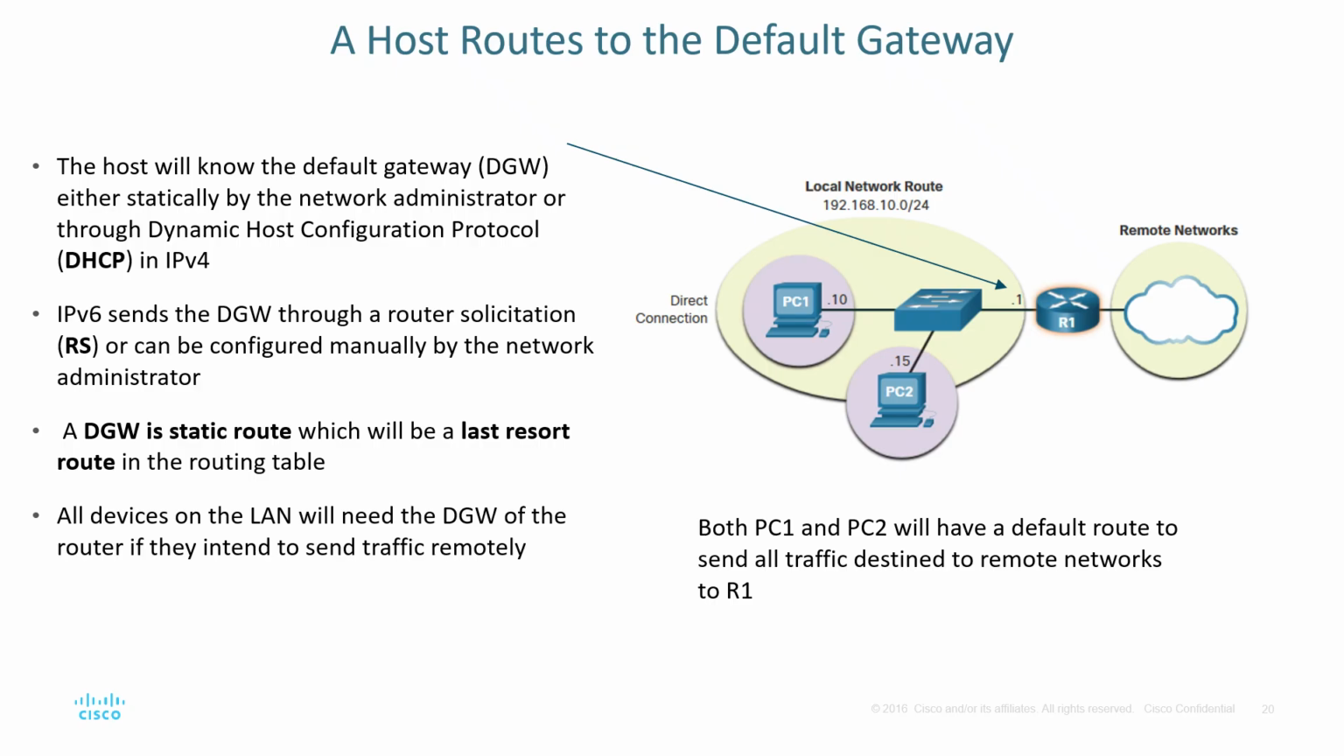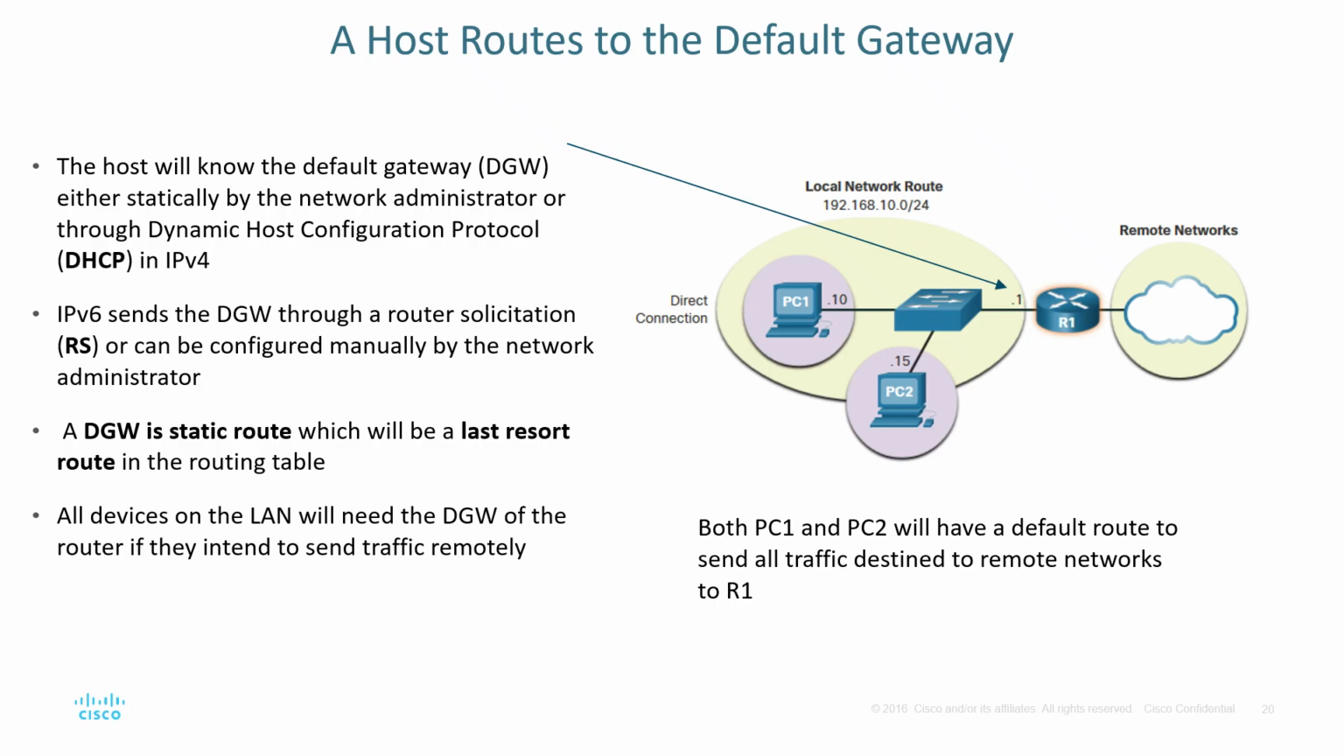A default gateway is a static route which will be a last resort route in the routing table. All devices on the LAN will need the default gateway of the router if they intend to send information or traffic remotely. So in this example, both PC1 and PC2 will have a default gateway, or default route, to send all traffic destined to remote networks to router 1.